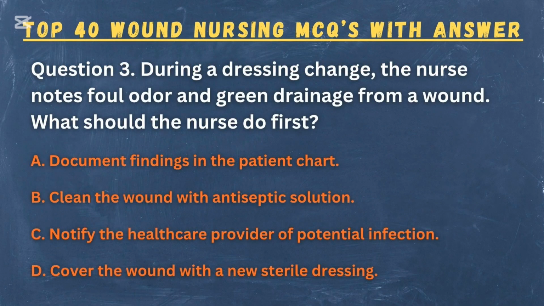Question 3. During a dressing change, the nurse notes foul odor and green drainage from a wound. What should the nurse do first? A. Document findings in the patient chart. B. Clean the wound with antiseptic solution. C. Notify the healthcare provider of potential infection. D. Cover the wound with a new sterile dressing.